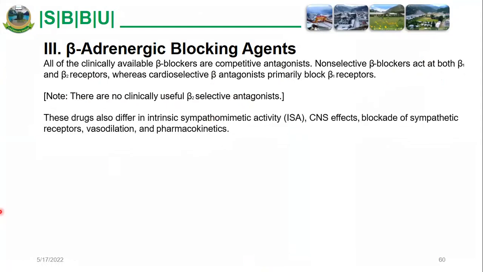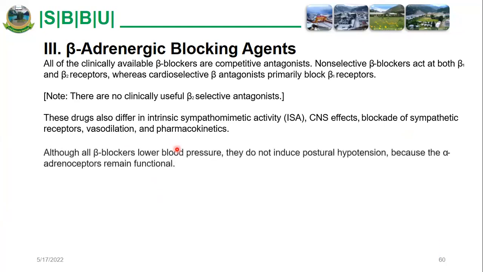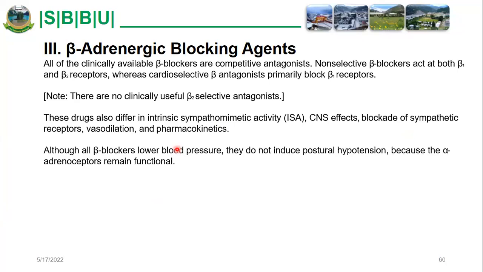The drugs also differ in intrinsic sympathomimetic activity, CNS effects, blockade of sympathetic receptors, vasodilation, and pharmacokinetics. All beta blockers lower blood pressure. They do not induce postural hypotension because the alpha adrenergic receptors remain functional. Postural hypotension is mostly associated with the alpha receptors, and beta blockers have no affinity at alpha receptors. That's why they do not induce it.